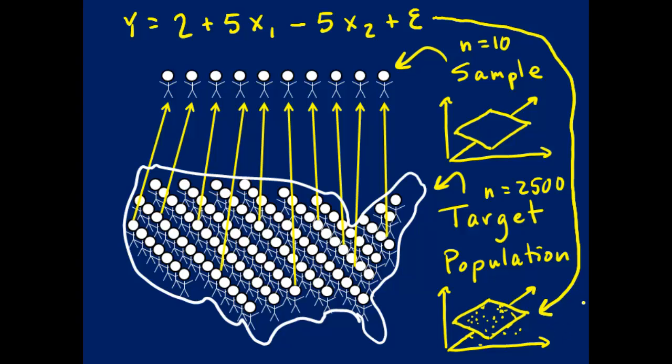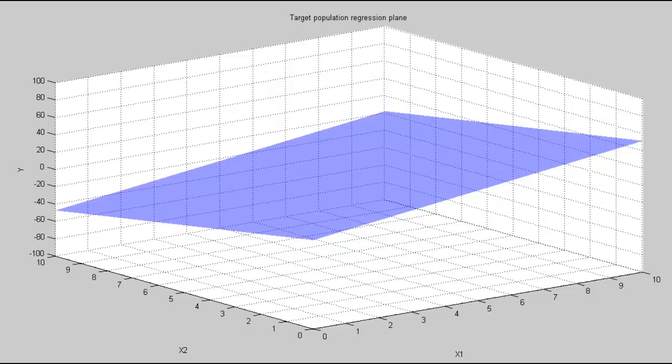So let's first take a look at the structural part of the data generating process in the target population. So this is a picture of the structural part, which is y equals 2 plus 5x1 minus 5x2. So you can see that the value of y is increasing as x1 increases, but the value of y is decreasing as the value of x2 increases.